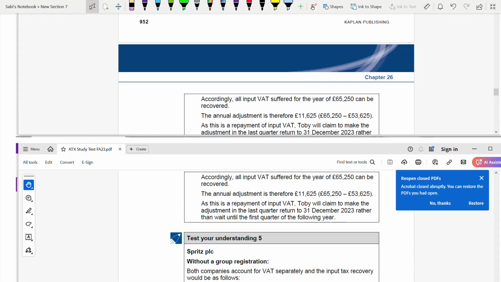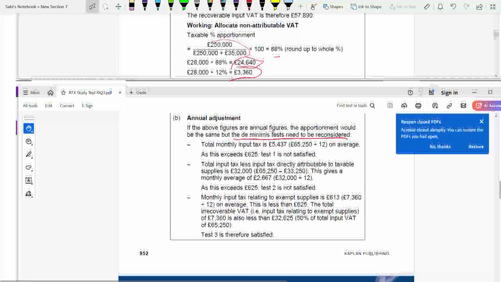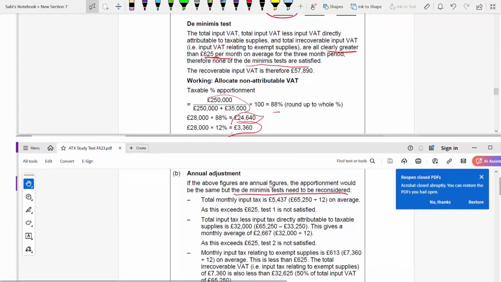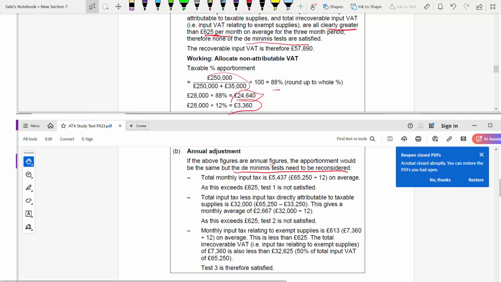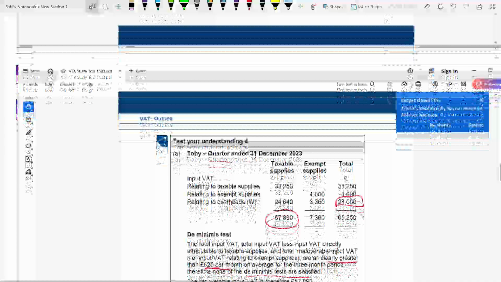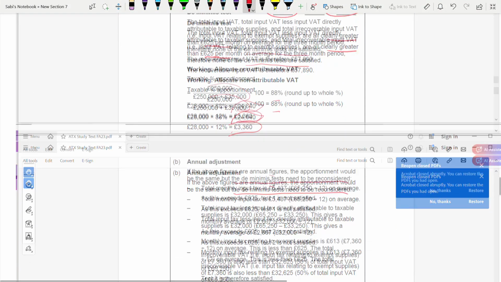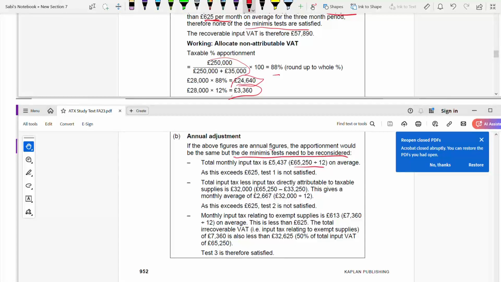Because they are not annual figures. You need an annual figure. This 53,625 is an annual figure. So now, total monthly input tax is 65,250. Okay, divide this by 12. Monthly input tax is this much. This exists, so test 1 is not satisfied. So these are basically test 1, test 2. That's how you have got the answer.